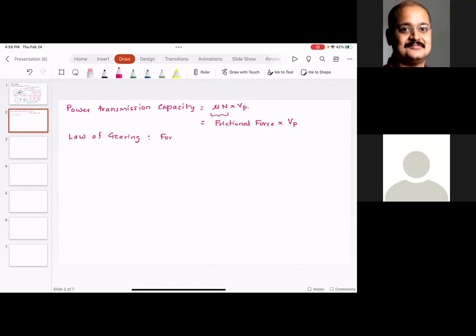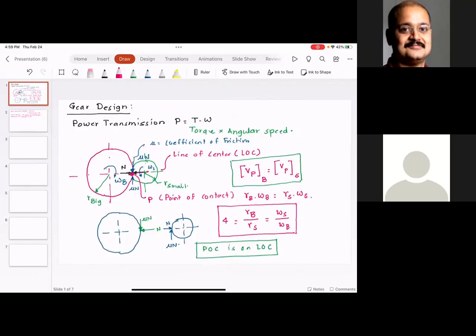For smooth and continuous power transmission, point of contact must be on line of centers. Now, as you can see, unfortunately, potential for slipping is very high if you have two friction wheels.